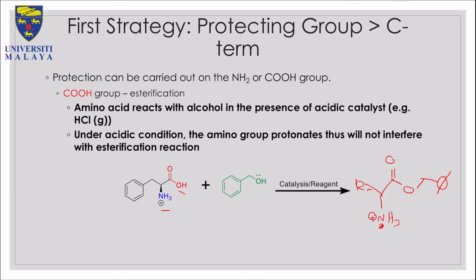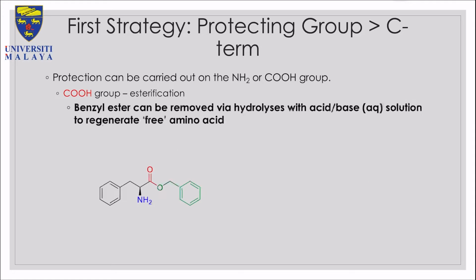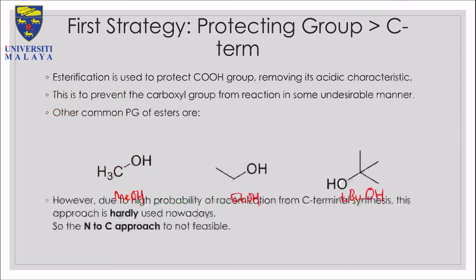Now you can add in the ester. If you want to remove it, you just go back to doing acid hydrolysis or basic hydrolysis. Then you can simply remove it, forming again your carboxyl terminal. As I just mentioned, you can regenerate the amino acid by simply doing a hydrolysis process. Esterification is used to protect the carboxyl terminal, removing its acidic characteristic. This is to prevent the carboxyl group from reacting in some undesirable manner.